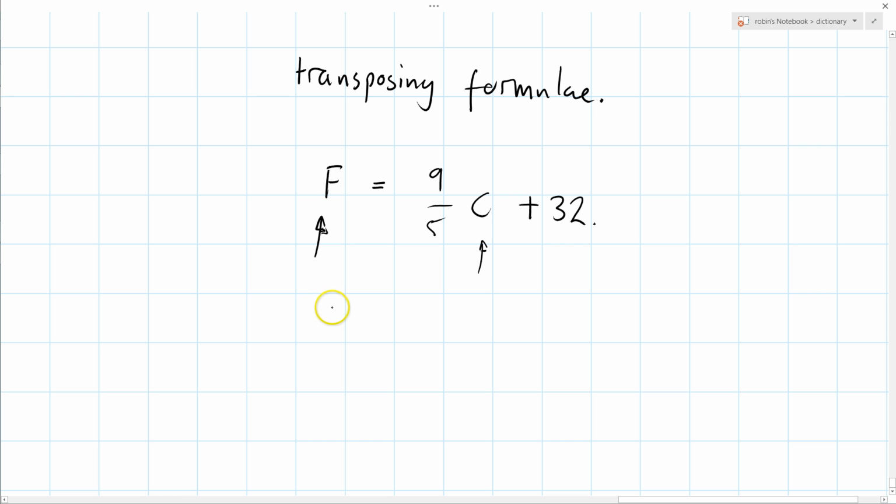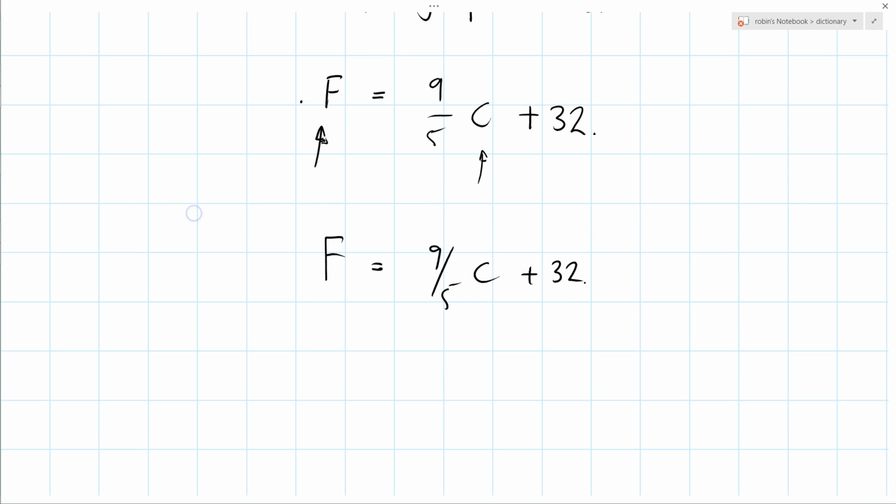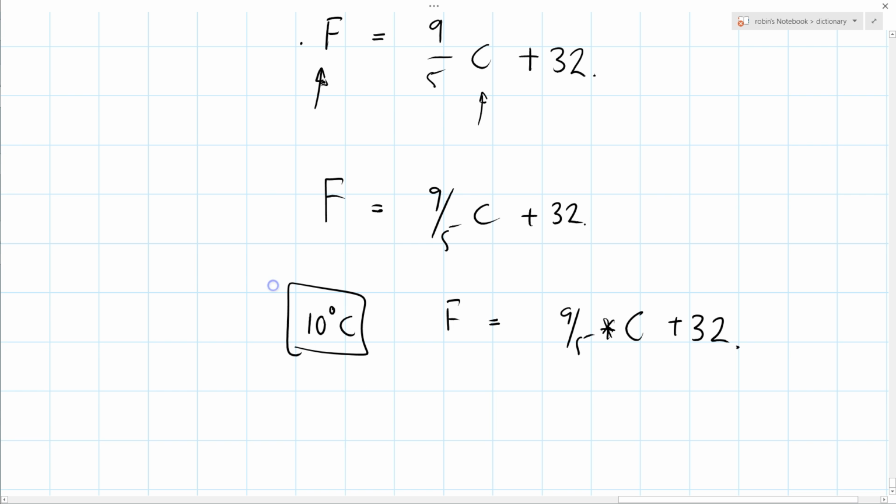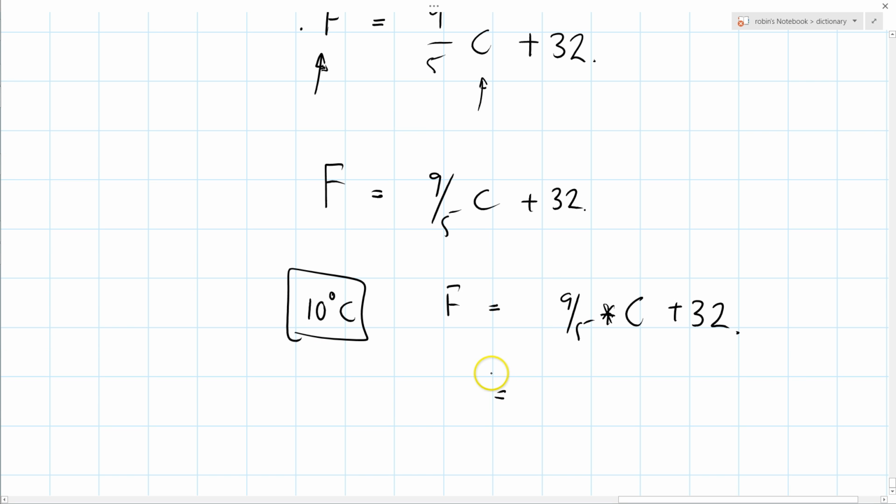Okay, so here's what to work out. Let's just think about this. F equals 9/5 C plus 32. So it's like a machine. If I know it's 10 degrees centigrade, and an American comes in and says, what's that in Fahrenheit? That's an American accent, incidentally. So we can tell him the temperature in Fahrenheit is equal to 9/5 times C plus 32. So you just plug it in.